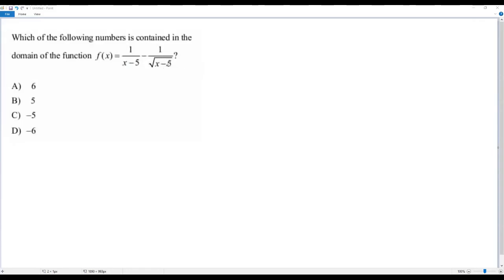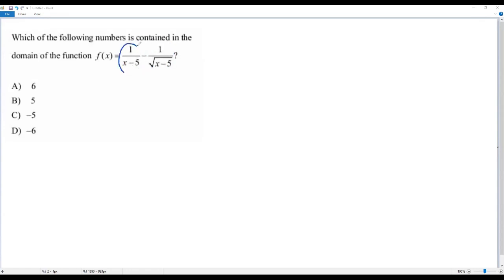Okay, this question is about the domain of a function. Domain is a set of values of x for which the function is defined. Here, to get the domain of this function f of x, we have to get the set of values of x for which this f of x is defined. When I consider this f of x, it's a subtraction of two rational expressions.